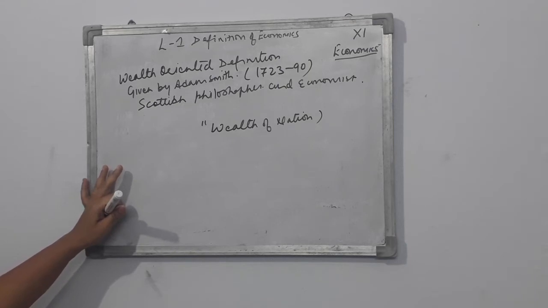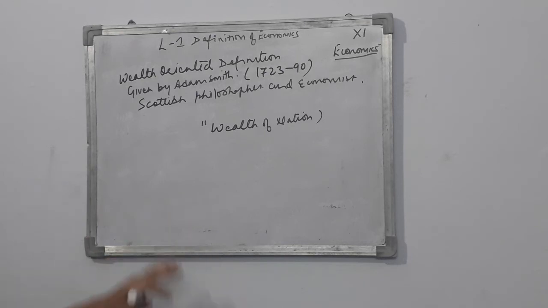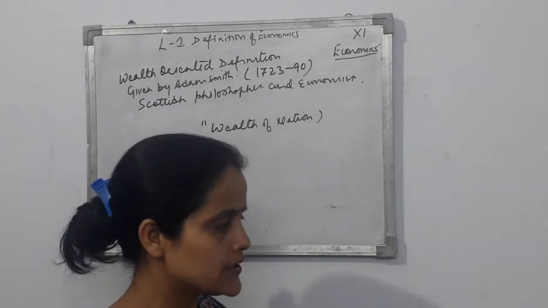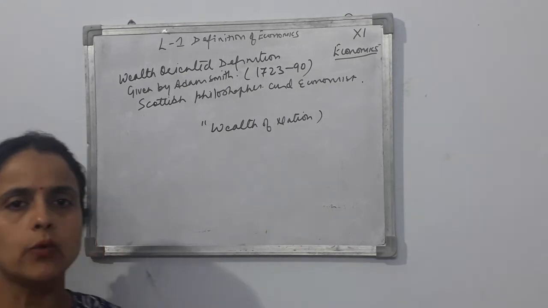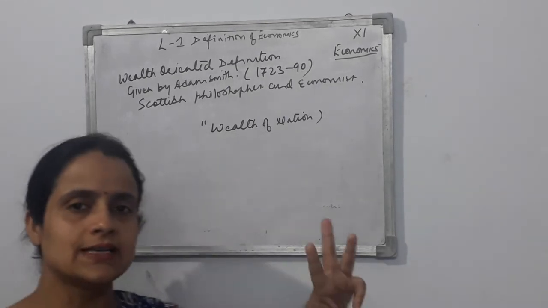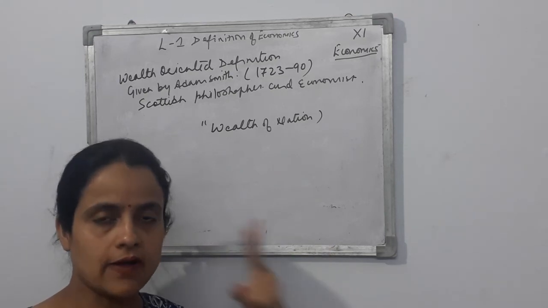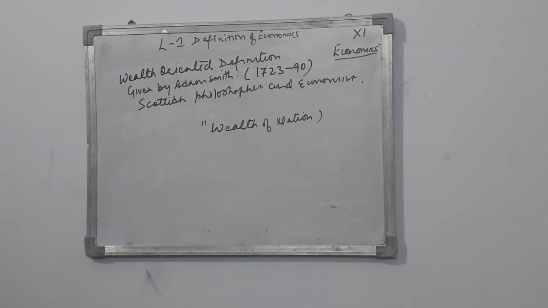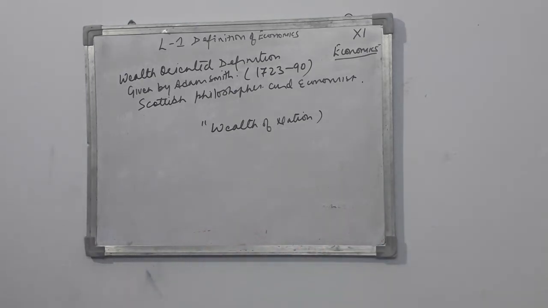He laid the intellectual framework that explains how rational self-interest and competition through the invisible hand leads to the most efficient use of resources. He also talked about many other things, but his entire definition revolves around what? Wealth only. So basically you should know at least three things about him: his date of birth, that he is the father of economics, and that he was a Scottish philosopher and economist, and his famous book is Wealth of Nations.